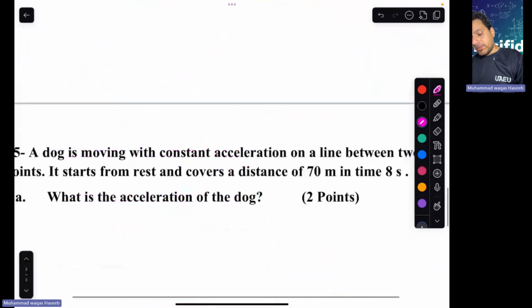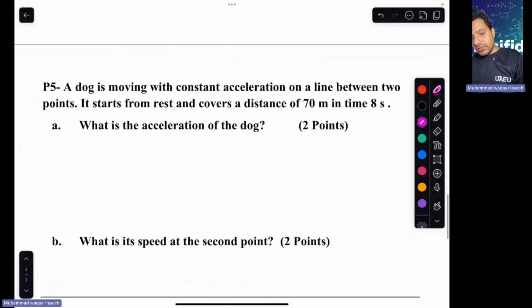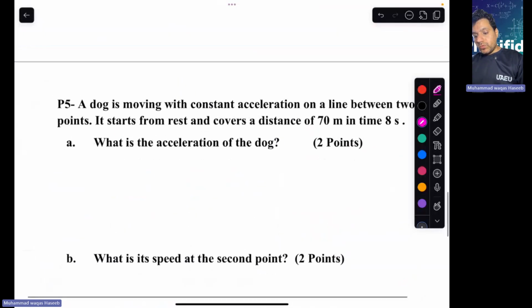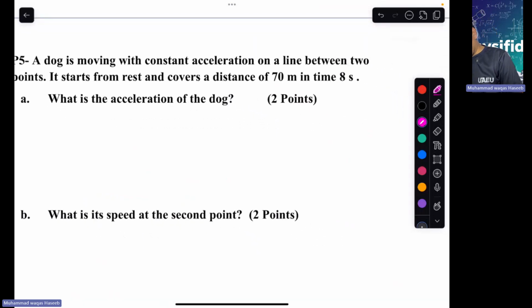Okay, now move to the next problem, which is rather very simple, and we're going to use the equations of motion. So what are the equations of motion? Here are the 4 equations of motion we're going to use. I will use blue color. Your first equation of motion is: the final velocity is equal to the initial velocity plus the acceleration times time.